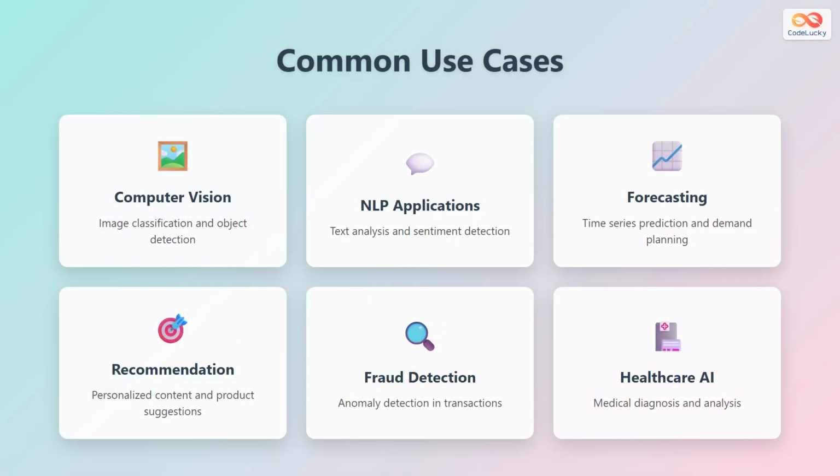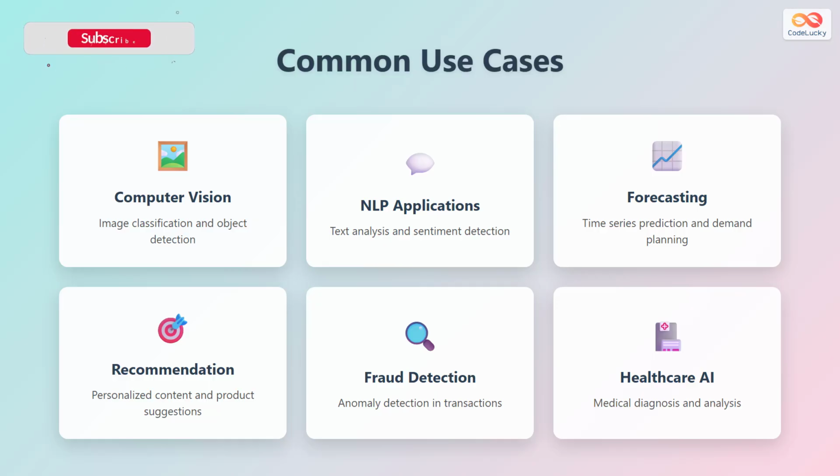SageMaker supports a wide variety of machine learning use cases across different industries. Computer vision applications include image classification and object detection, useful for quality control in manufacturing or content moderation on social media platforms. Natural language processing applications cover text analysis and sentiment detection, enabling businesses to understand customer feedback or automate document processing.